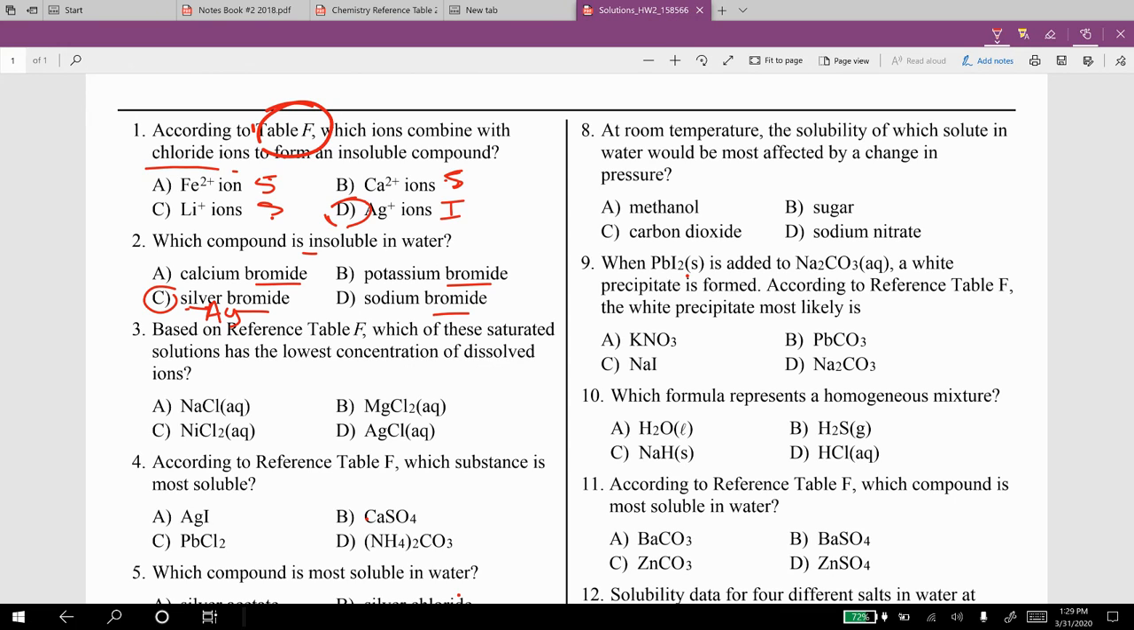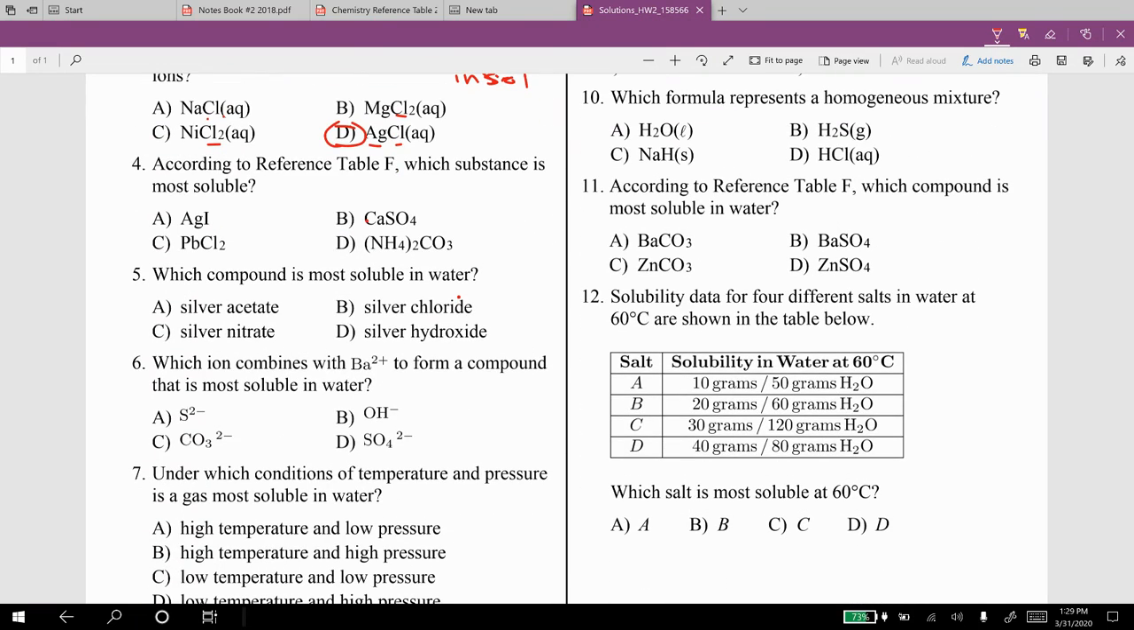Okay, so next question based on reference table F. Which of these saturated solutions has the lowest concentration of dissolved ions? Well, if something has a low concentration of dissolved ions, I'm looking for something that's going to be insoluble, right? Because it'll have very little dissolved. So we're looking at chlorides again, just like the halides we looked at in questions 1 and 2. And again, silver chloride is insoluble. So I'm not going to go back to reference table F because it's basically the same question as questions 1 and 2.